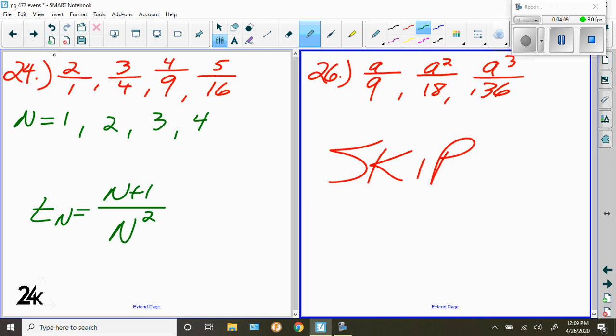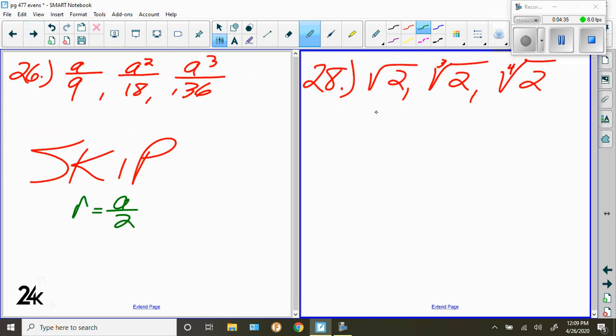Number 26, skip. If you want to try it, just for the heck of it, you could. It's geometric. Obviously, you're multiplying by 1/2, right? Yeah. Okay, but don't worry about that one.